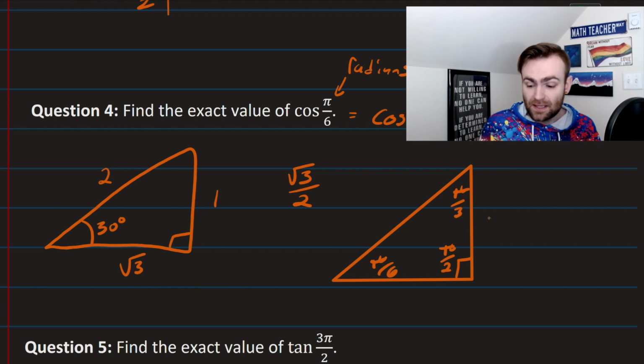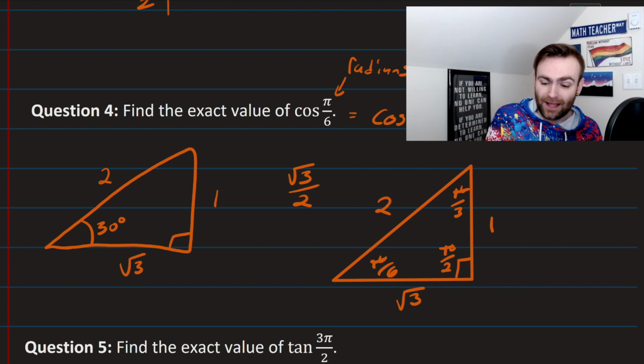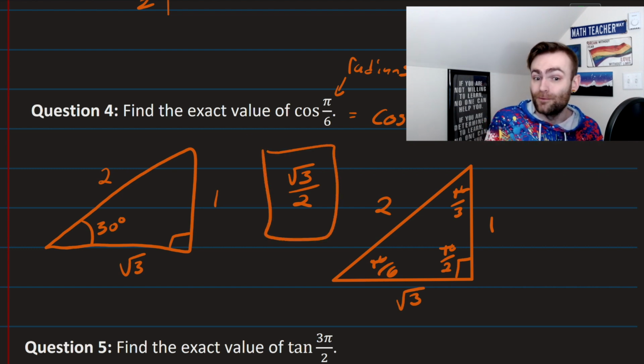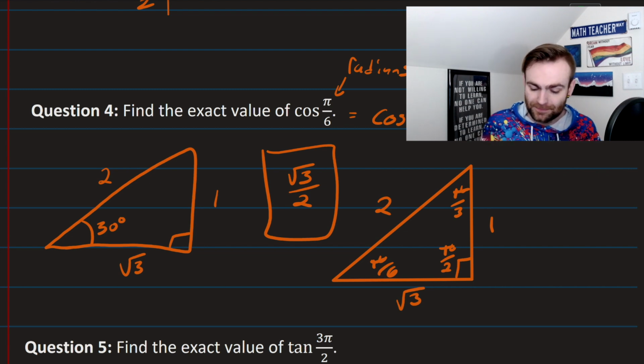This again would give us the same ratios of 1 to square root of 3, but it looks slightly different because we're using radians for our angles. But we still end up with this answer of square root of 3 over 2 as our answer.